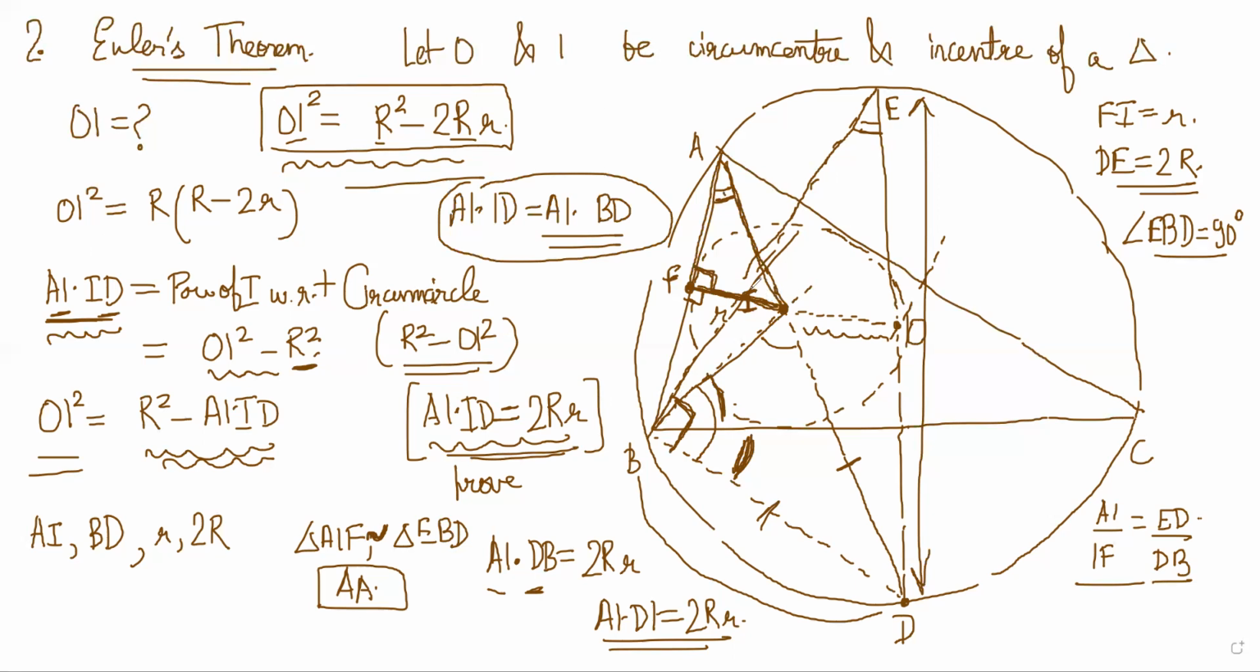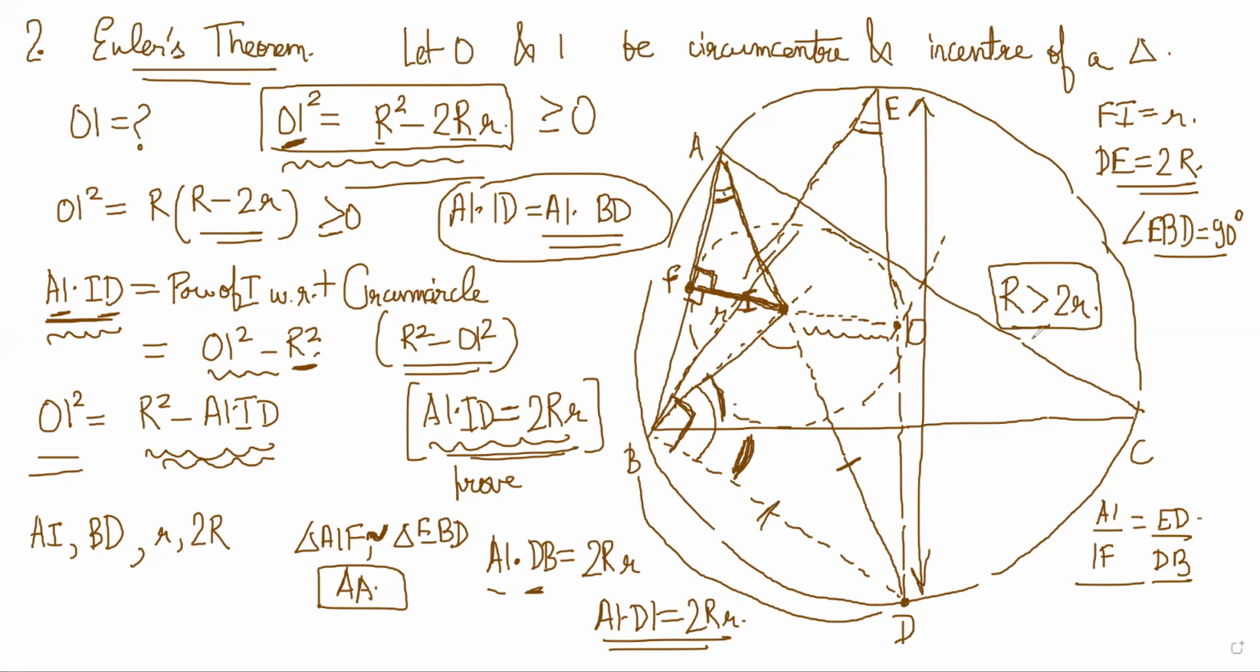Now from here, we can also get an inequality, because we can say that OI square is non-negative, greater than or equal to 0, and R is always positive. Therefore, you get R common, and this must be always positive. So in any triangle, you will have R is greater than or equal to 2 small r.